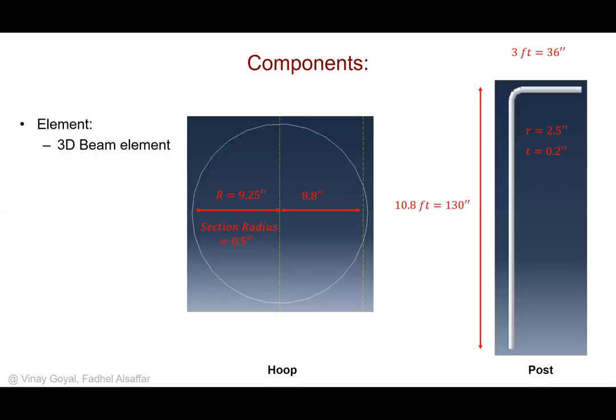The components that we have here, as I said, are the rim or the hoop, which is this circular shape where the basketball will go in, or where the player will dunk. It has a radius of 9.25. The section is a solid circular section of 0.5 inches. We have the post here, which has a height of 0.30 inches, and this part here, which is at 36 inches. The post has a hollow cross section, which is 2.5 inches with a thickness of 0.2 inches. Both of these components will be modeled as 3D beam elements.